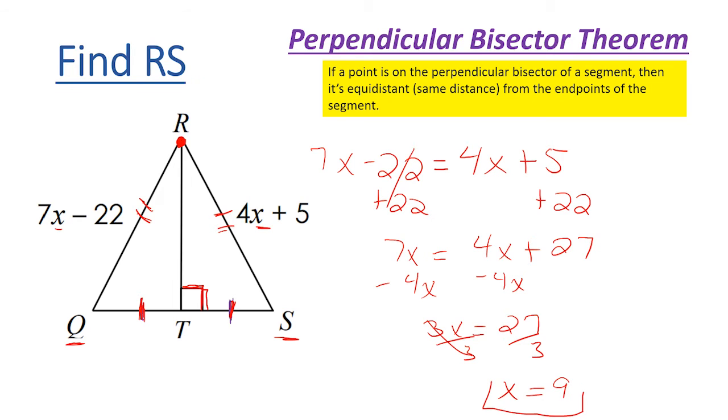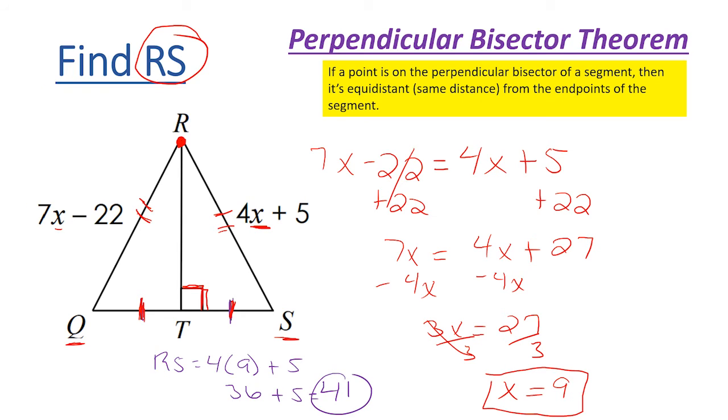Alright, so I found x, but I'm not done. We're asked to find RS. So the only thing we have to do is plug it in right here for x. So RS is equal to 4 times 9 plus 5, 36 plus 5. So RS would be 41.